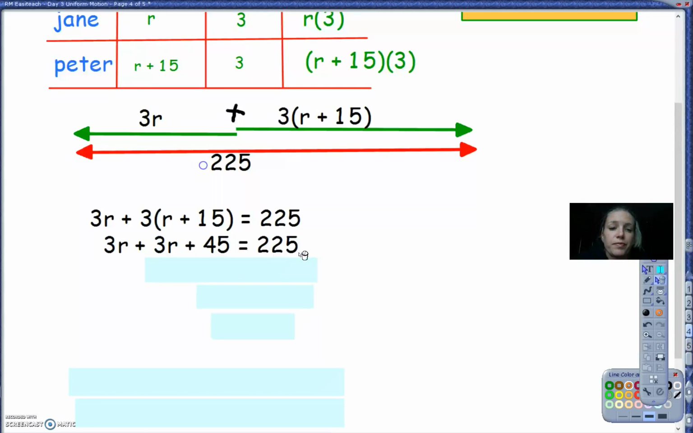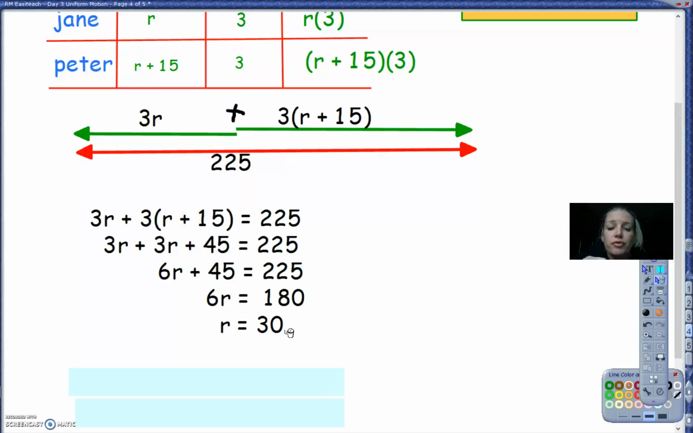Okay, so we distribute. When we get that, we combine like terms. 3R plus 3R is 6R plus 45. Subtract 45 from both sides. Divide both sides by 6. We get that our rate is 30.